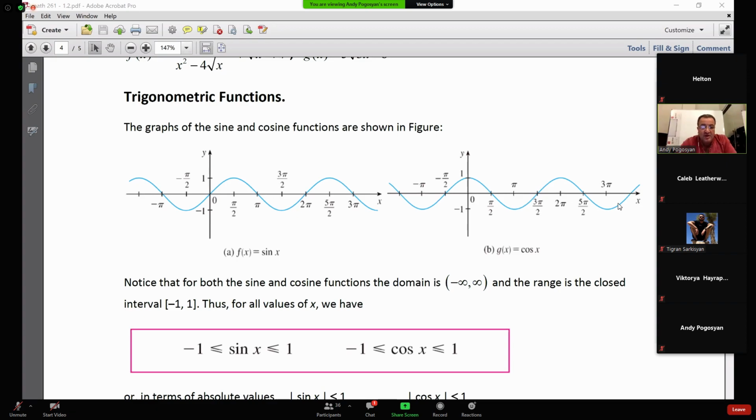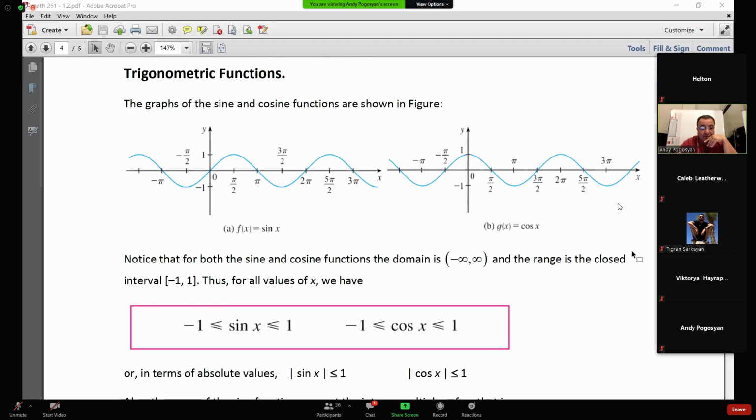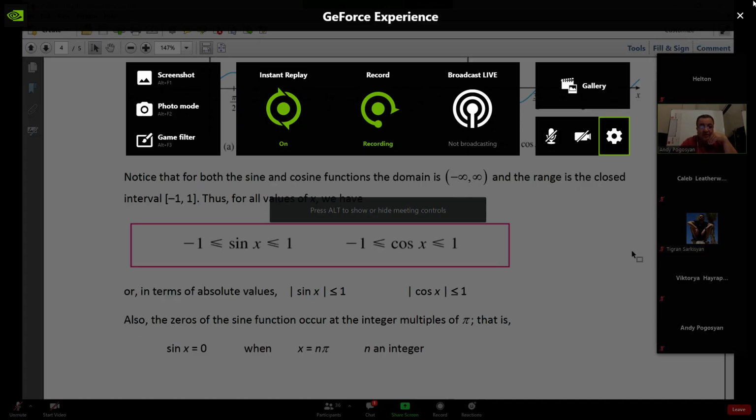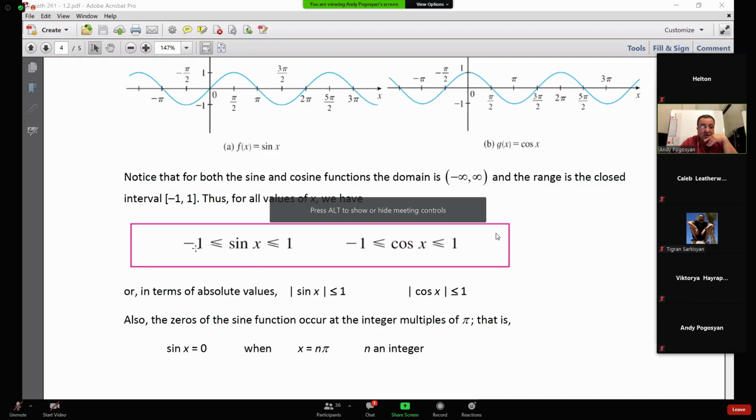So when we discuss the inverse of those functions, mainly in calculus 2, we put some restrictions to make them one-to-one. So for sine, we take negative pi over 2 to pi over 2. For cosine, we take 0 to pi. So for all real numbers, sine x values are between -1 and 1, and cosine x values are between -1 and 1.